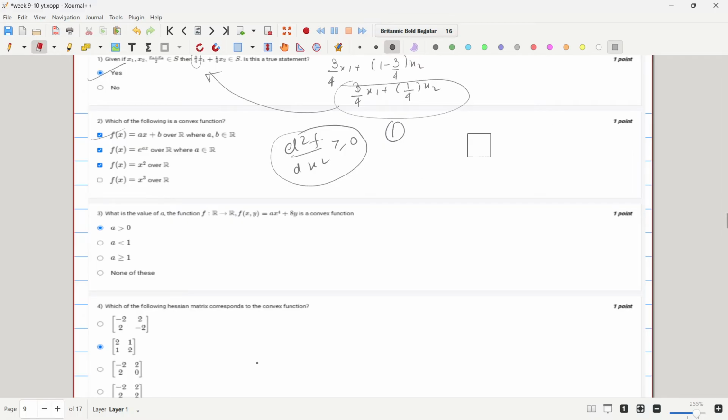Next up is f(x) equals e raised to the power ax. What is df by dx? It is a times e raised to the power ax. What is d square f divided by dx square? It is a square e raised to the power ax. As you know, exponential functions are always greater than or equal to 0, so it is also a convex function.